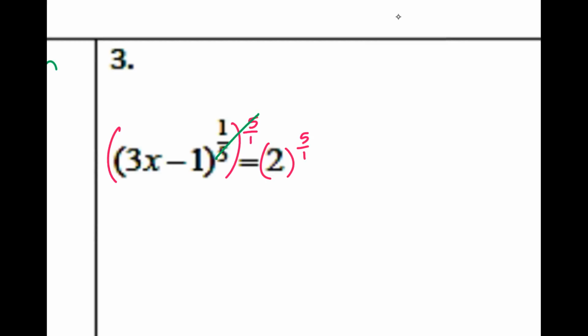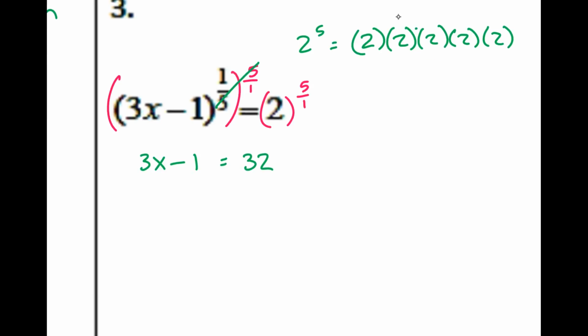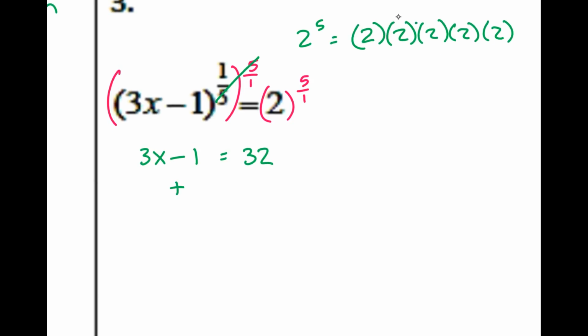And what is 2 raised to the 5th power? 2 raised to the 5th power is the same thing as writing 2 times 2 times 2 times 2 times 2. Then what do I do? I add 1 over, and I get 3x is equal to 33. Then you get 11. What did I forget to make you guys do first?